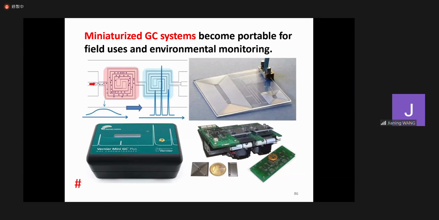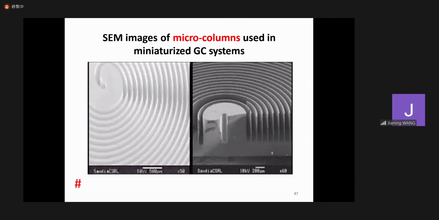Also, there's a miniaturized GC system. It has relatively lower separation power, but it's quite useful for some on-site analysis, for example environmental monitoring, because it's small and portable. Here we can see the column is just the same size as a coin. We can even build a super small column, very small.